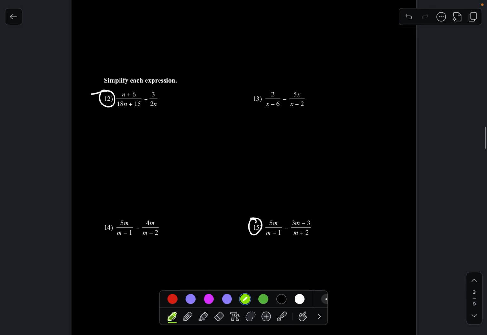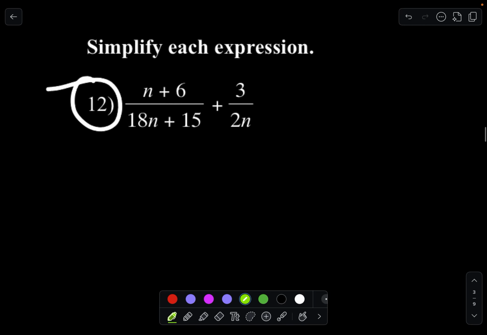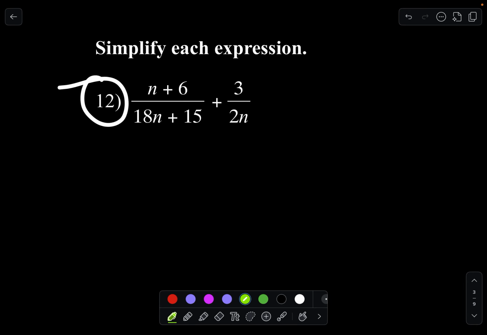Now we're simplifying. So this is addition on number 12. So we're adding fractions. First thing you should do is factor whatever can be factored. Looks like we can pull a 3 out of the bottom on the left here. So that's 3 times 6n plus 5. And then we just have 2n.